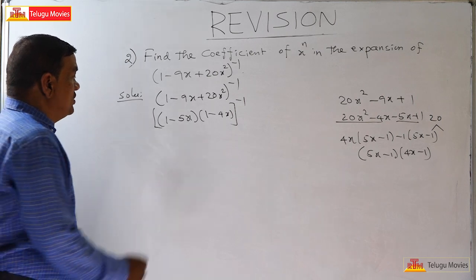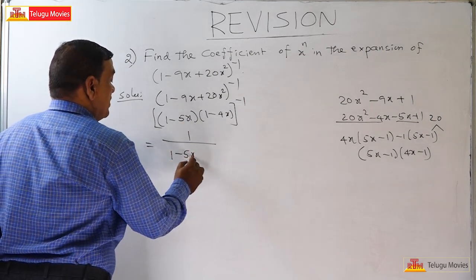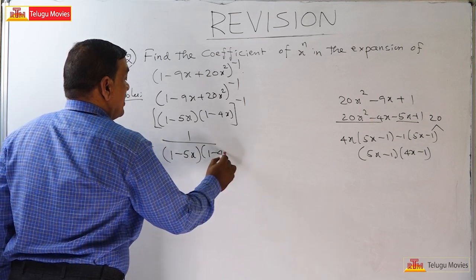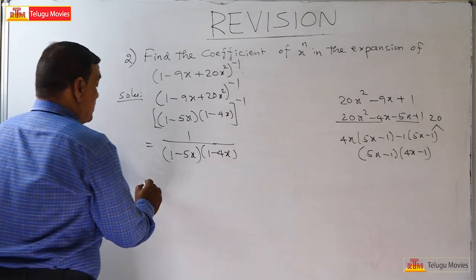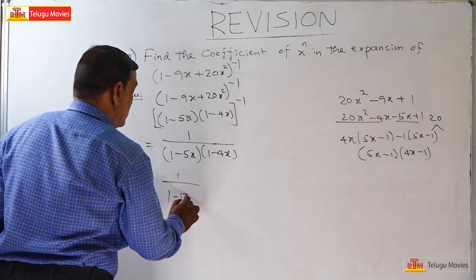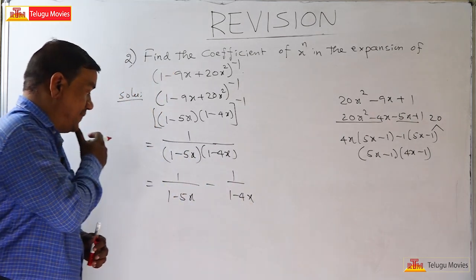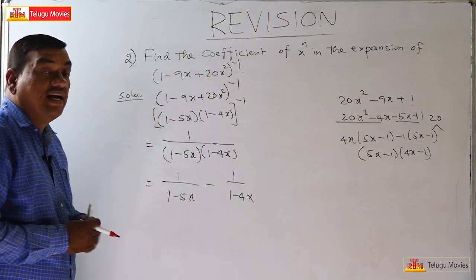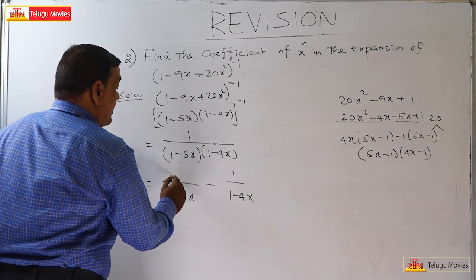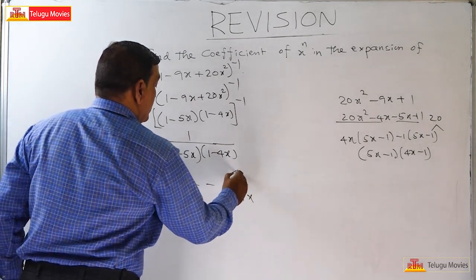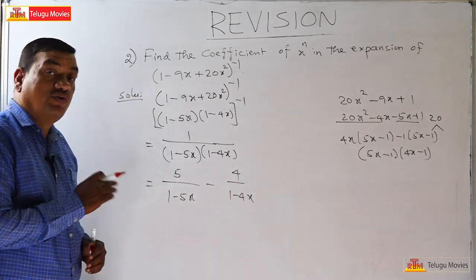So this is 1 by (1 minus 5x) into (1 minus 4x). Now let us do the partial fractions: 1 by (1 minus 5x) minus 1 by (1 minus 4x). Then what do you have to multiply so that you get the numerator as 1? Let us multiply with 5 here and with 4 there. Let us check what happens: 5 ones are 5, minus 4, 5 minus 4, 1.